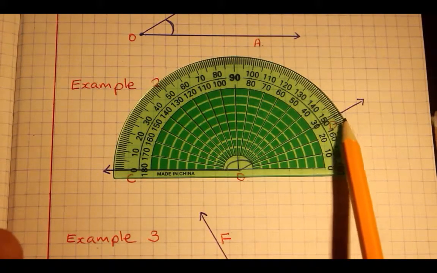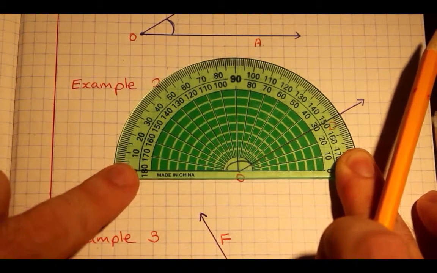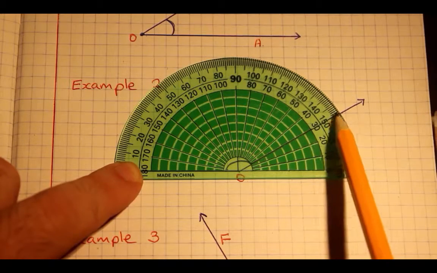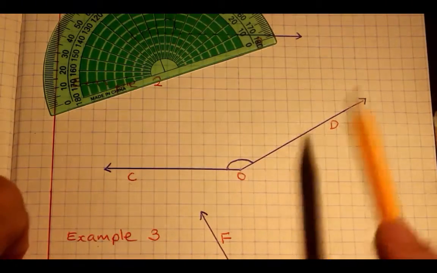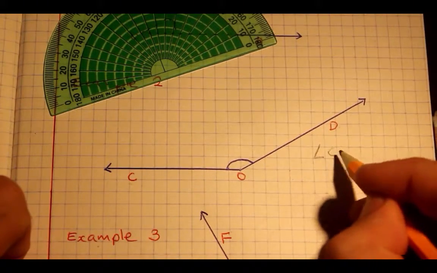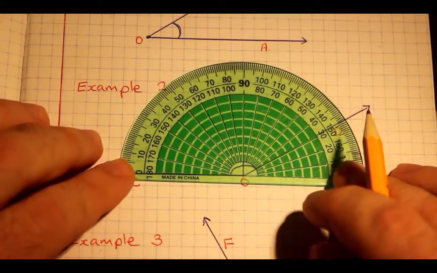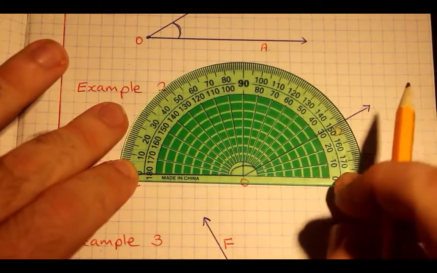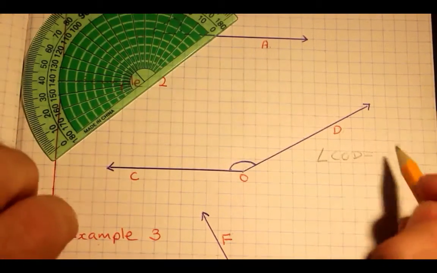Making sure that it's across that line exactly, I then look at the numbers going all the way around the outside, out to this angle out here, which looks like it's going to be about 150. I know it's the outside numbers because I said to myself earlier it was going to be an obtuse angle. So this angle here, angle COD, is going to be 150 degrees. Yep, exactly 150 degrees.